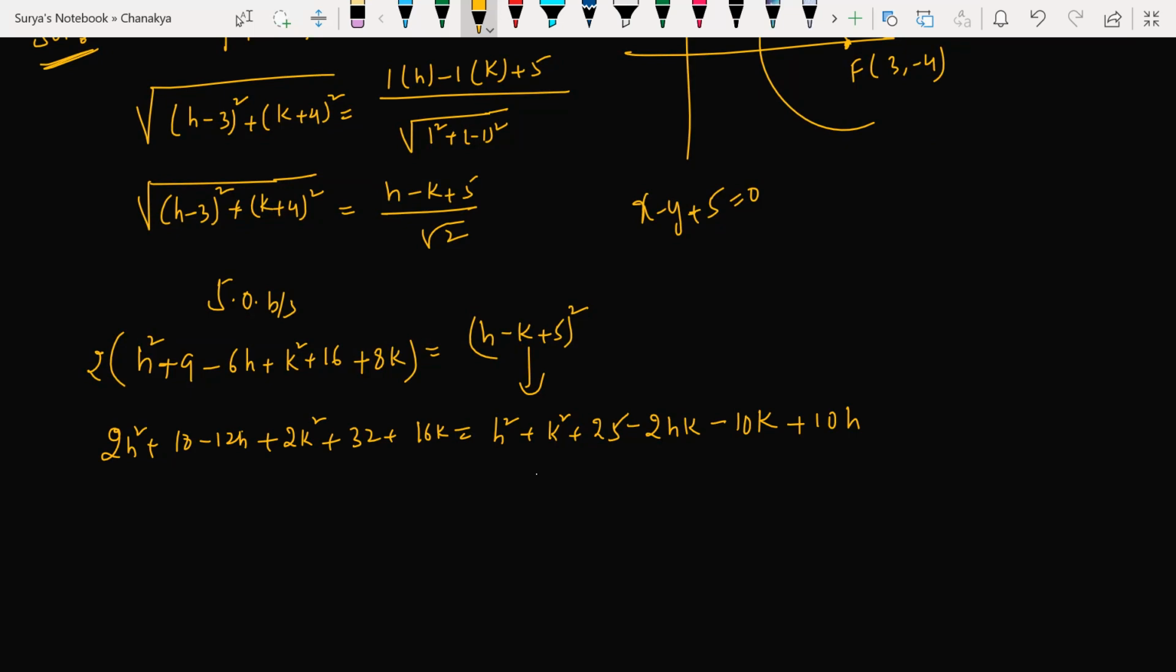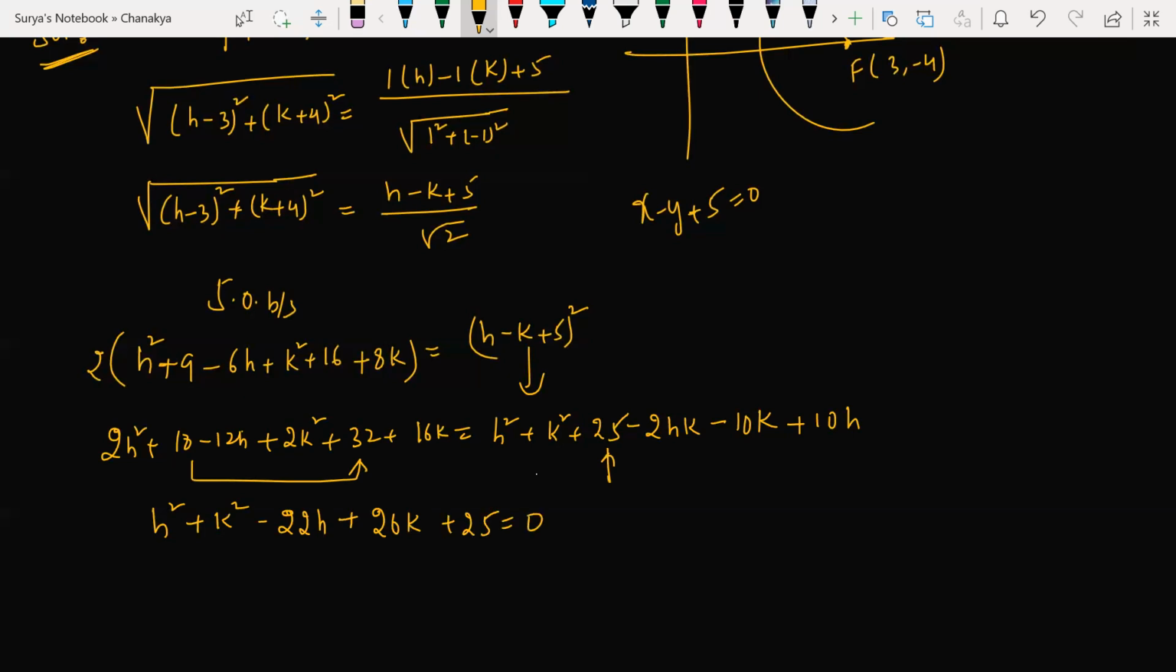Now just simplify this. 2h square minus 1h square, so 1h square. 2k square minus 1k square, so 1k square. Minus 12h and minus 10h, so minus 22h. Plus 16k plus 10k is 26k. Plus constant 18 plus 32, how much? 50. 50 minus 25 plus 25 is equal to 0.